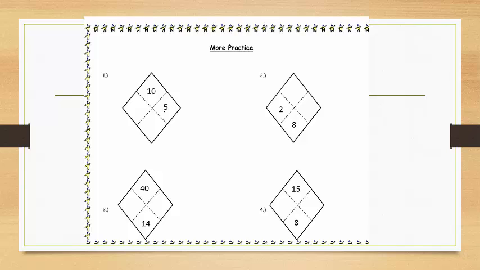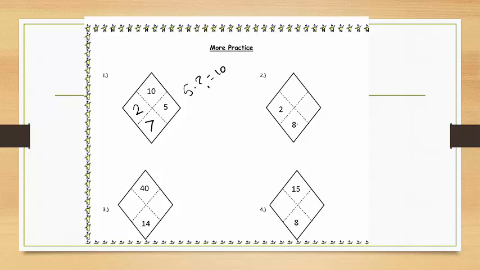However, with number 1, I'm not giving you both side numbers, so I call them my mystery numbers. I'm not giving those to you. I'm only giving you the product and one of the numbers. So you have to think 5 times what makes 10, and that thing is going to be 2. Now that you know this is 2, you can do 2 plus 5 and you get 7.